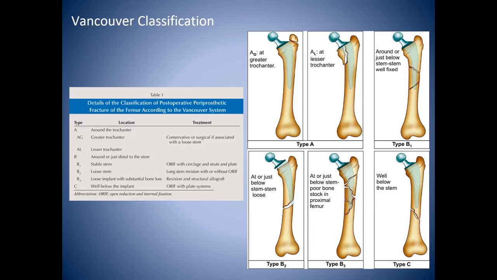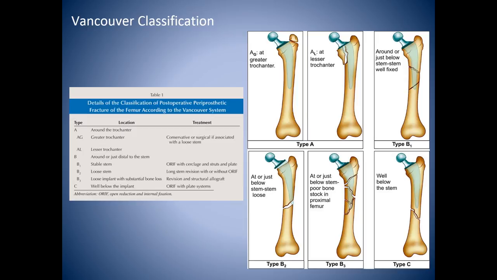Now, Clive Duncan, many years ago, proposed what is the most common classification that you can see. That's the Vancouver classification. It's a very good one as well. I'm sure you all know it. It's the type A, which is either the greater trochanter or the lesser trochanter.